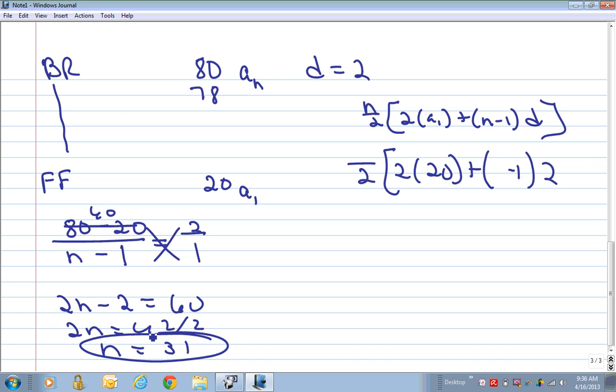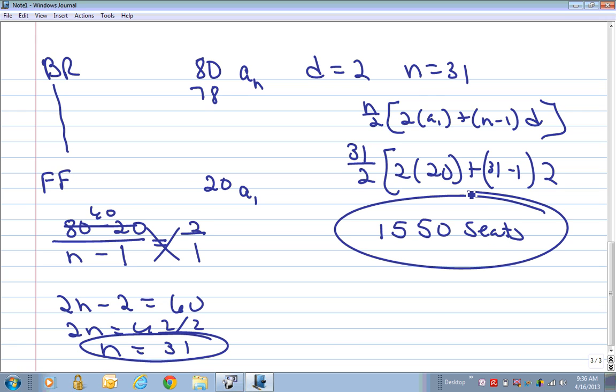Okay, so that was the algebraic method. I do know that you could actually just go through and count how many rows there were, but make sure you count row 20 as row 1. All right, so n is 31. And so now we have 31 as our n value. I'm going to go ahead and put n is 31. We can plug it in, so 31 here and 31 here. If you have the formula set up correctly, then you can go through and do the calculations with your calculator. And once you do, you should get 1,550 seats.